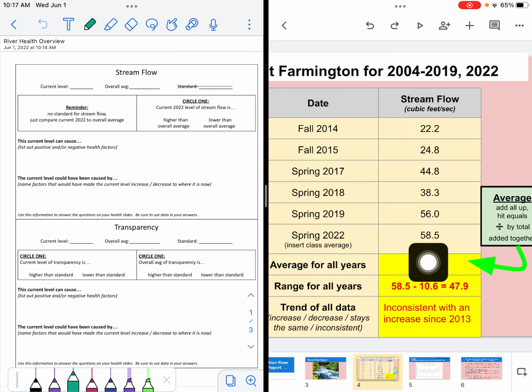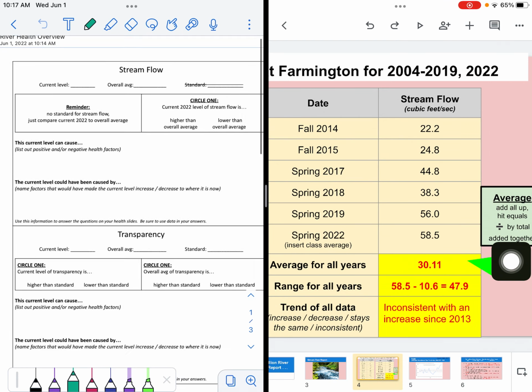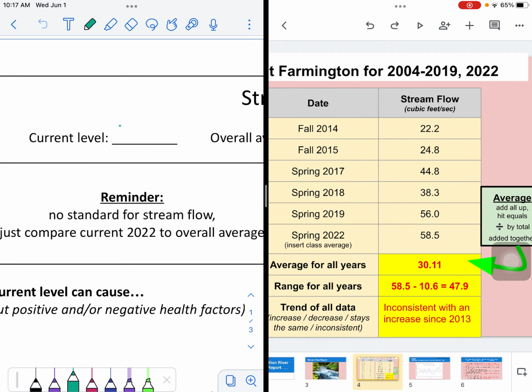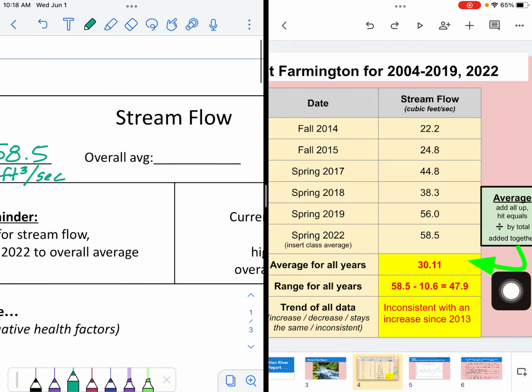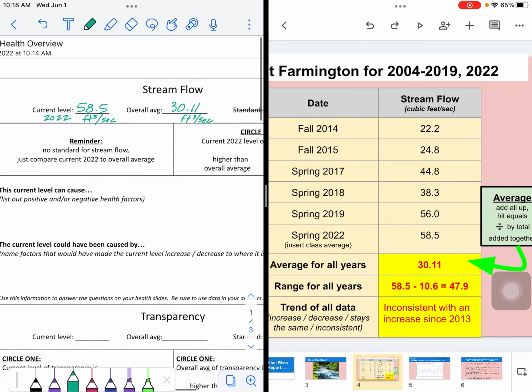Rosemount collected stream flow for this year is 58.5. And we want to make sure we know the unit for all of these is cubic feet per second. We can either write it out like this or record it as cubic feet per second, either way. So current level, that's for now, 2022. Our overall average, the one we calculated from last week, is 30.11. And again, we want cubic feet per second, either written out or shortcut like that.